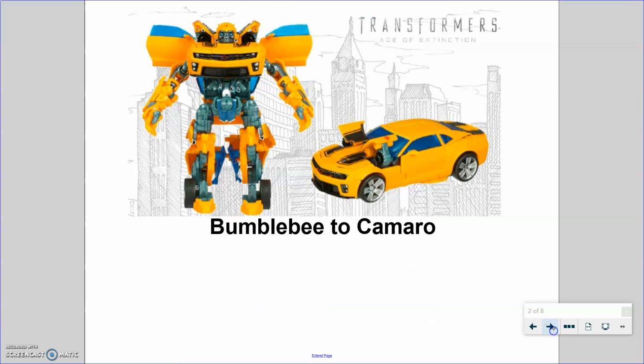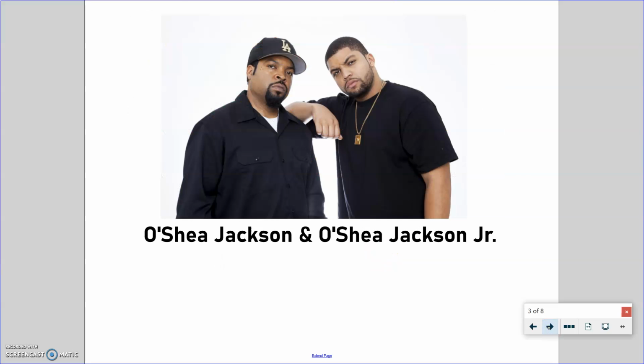Okay. So an example, you have Bumblebee to a Camaro. The Bumblebee is the original image, so that would be A. When it transforms into a car, it is A prime. Okay. You have O'Shea Jackson and O'Shea Jackson Jr. Well, which one came first? Ice Cube came first. Ice Cube would be A. His son would be A prime.